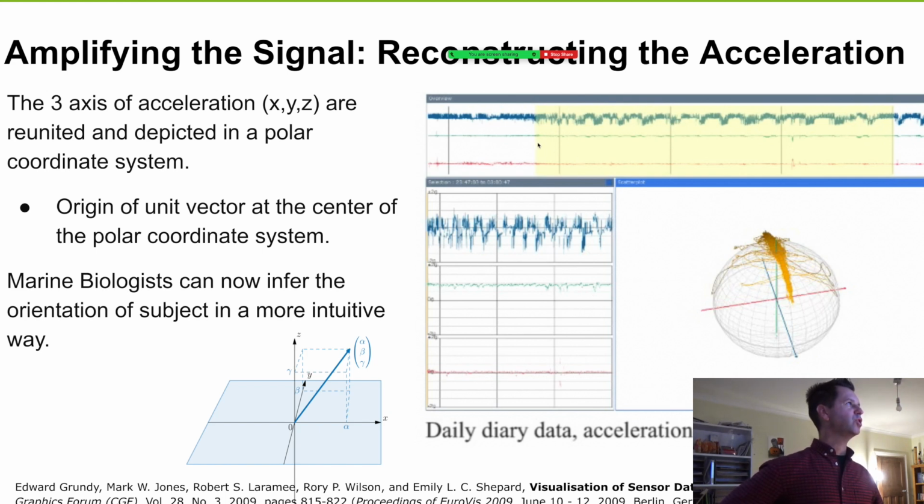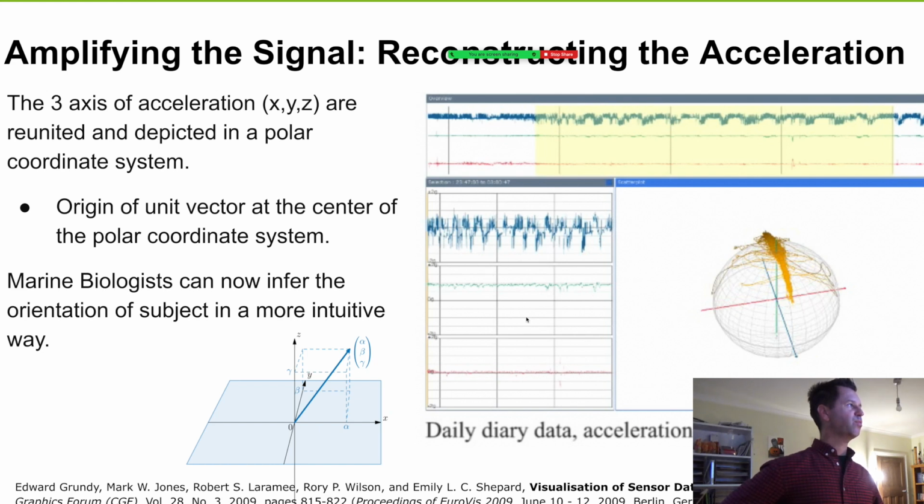So in this image, we see the top, which is an overview of the original time series data in 3 different components. The user has selected a window of time to focus on, which is shown here.